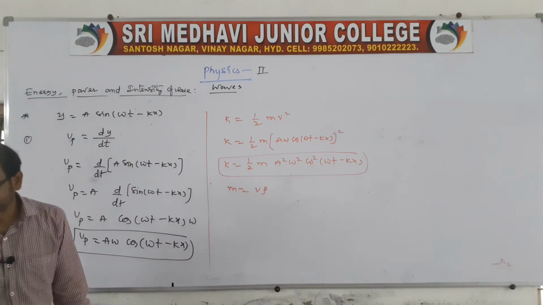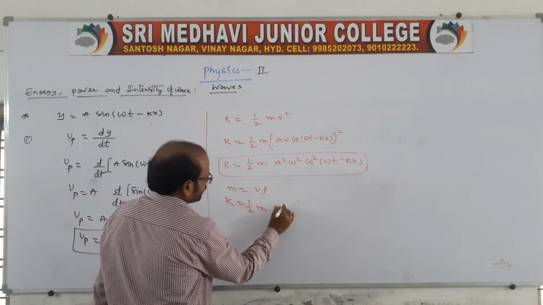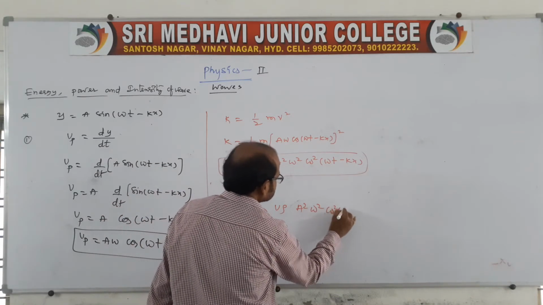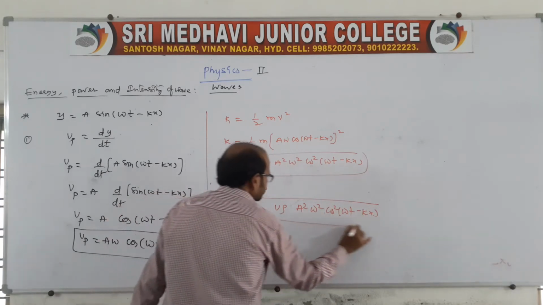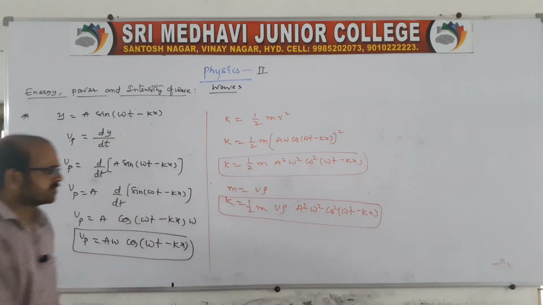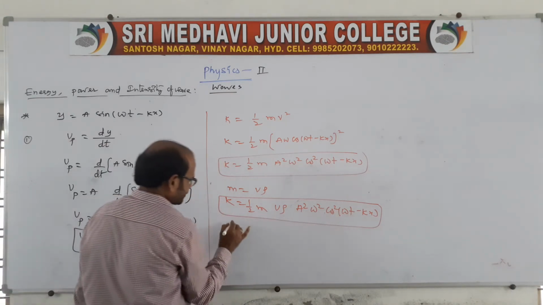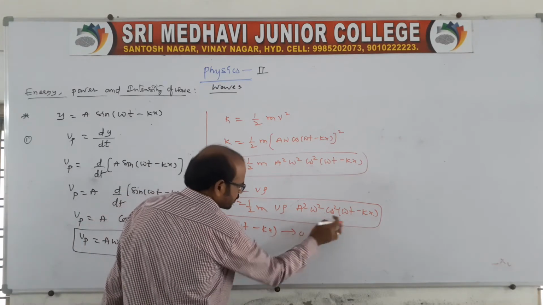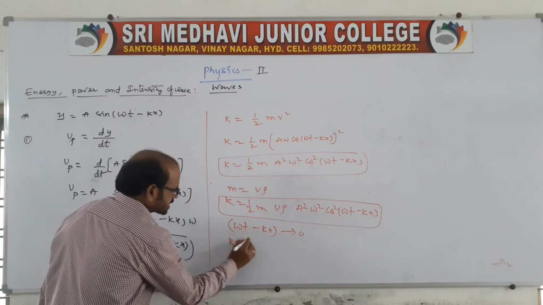Mass you take as volume into density, so that here K is equal to 1 by 2 m into v rho a square omega square cos square (omega t minus kx). If you take the derivation, the part will be like this, then we'll get the kinetic energy. Then, in this, omega t minus kx is equal to, suppose, tends to 0. Therefore, cos 0 will be 1, so the kinetic energy will be maximum.